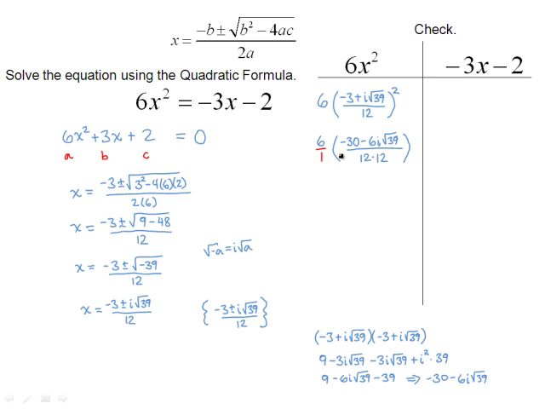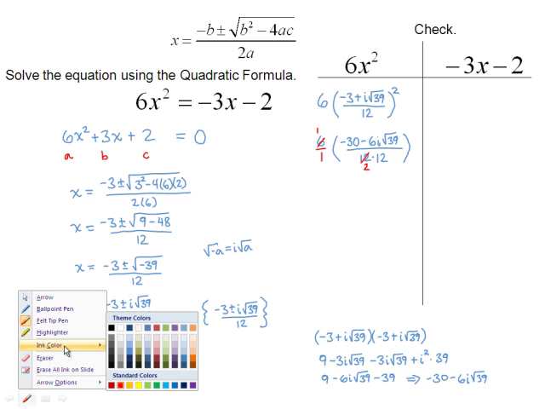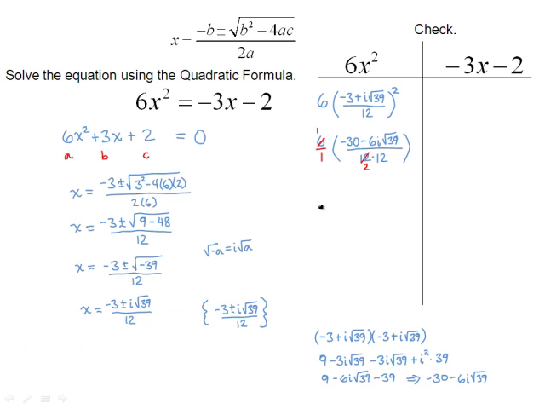So we know this is 6 over 1, or 6 divided by 1. And I see a common factor of 6 between numerator and denominator. 6 would divide itself one time, and here 6 would divide 12 twice. So that would leave us with negative 30 minus 6i square root of 39, all of that divided by 24.